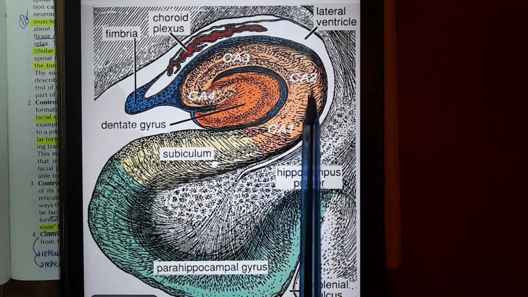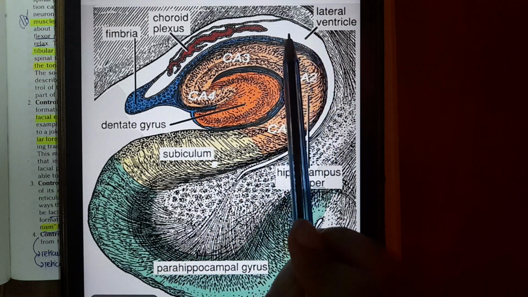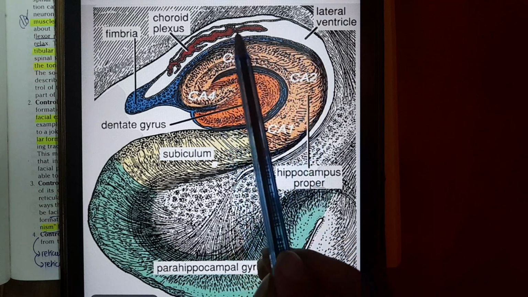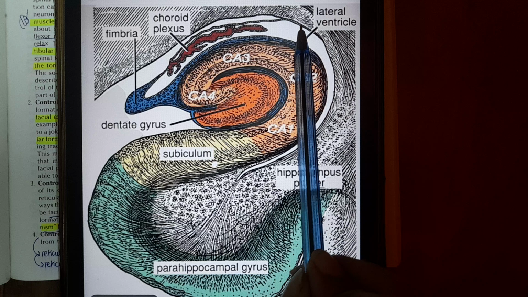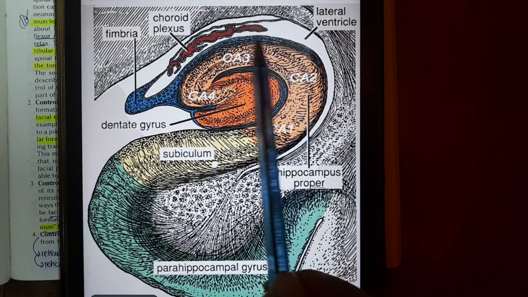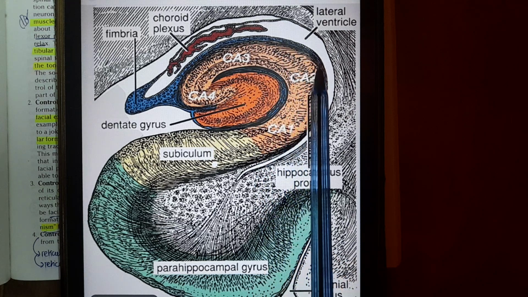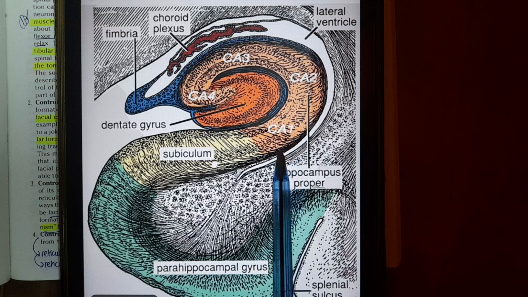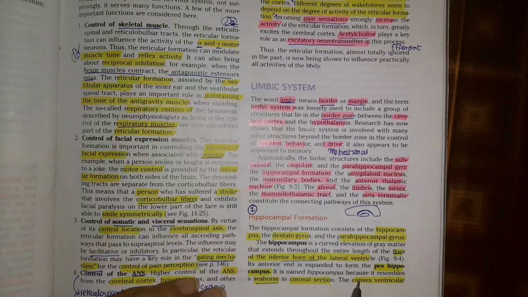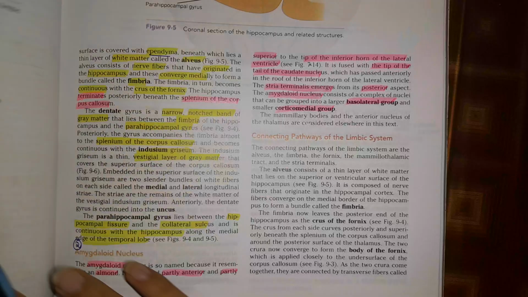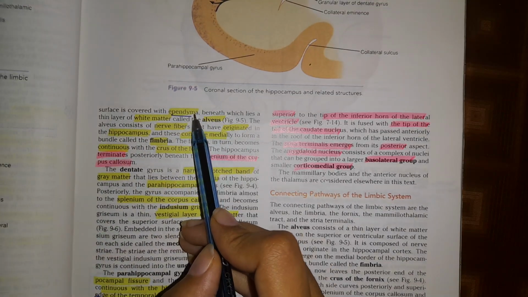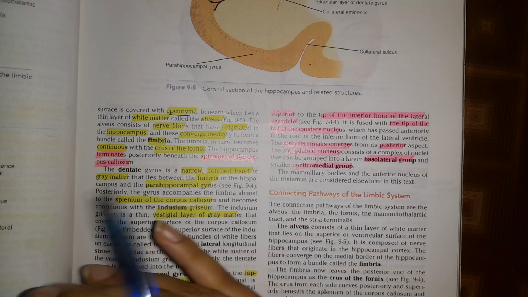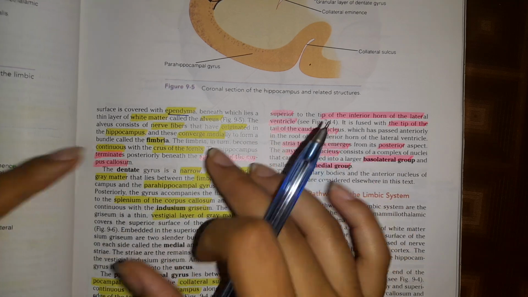I told you that the hippocampus is in the floor of the lateral ventricle. So you can see this is the lateral ventricle, and superiorly it will have a roof, and inferiorly it has this floor. So the floor of the lateral ventricle has this whole hippocampus running near it. Now they tell you that the convex ventricular surface of the hippocampus is covered with ependyma, and beneath this ependyma we have white matter, which is the alveus. Then we are going to go to the fimbriae.